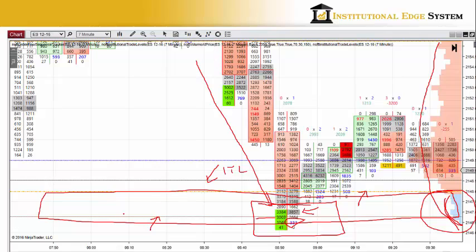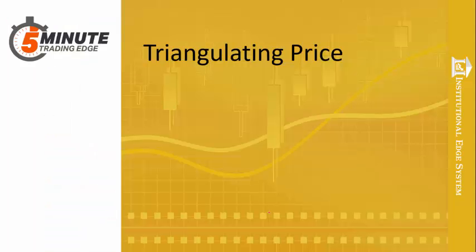I'm using macro volume with my ITL. I'm using micro volume with my volume at price. And to cap it off, my final check down is that price exited value area low. That tells me I'm getting a bargain. I'm in cheap, oversold conditions. That's a good opportunity for me to get in, using volume to triangulate both.